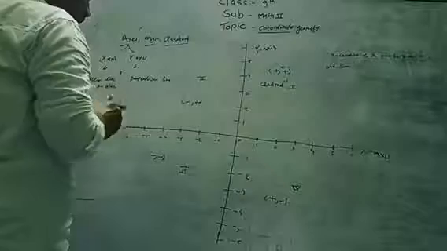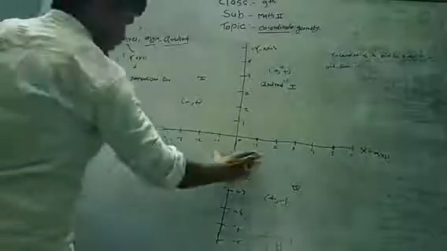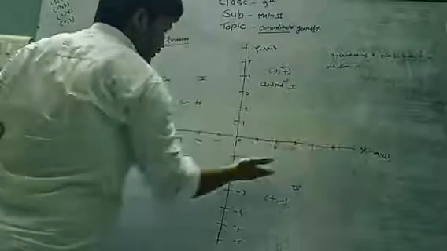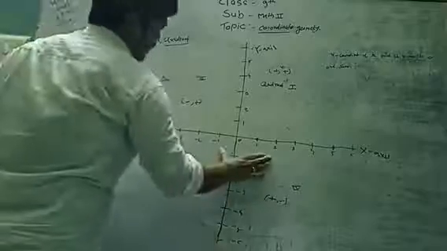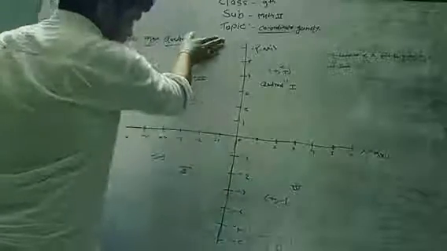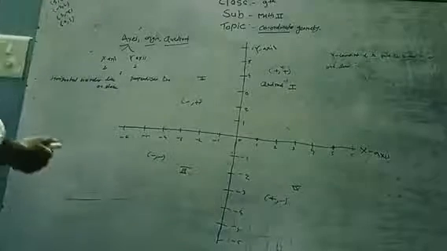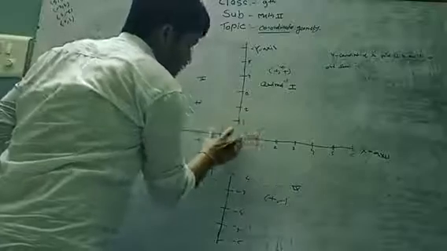Now what is the y-axis? It is the perpendicular line which intersects the x-axis at the zero origin. On the x-axis we see there are positive numbers on the right side and negative numbers on the left side. Also on the y-axis there are positive numbers on the upward side and negative numbers on the downward side. Now what is the origin? The point at which the x-axis and the y-axis meet is nothing but the origin.